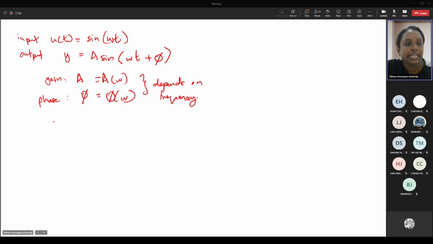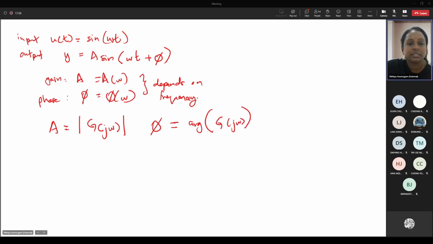Now, how to calculate the gain? The gain A can be calculated by finding the modulus of the function in terms of jw. And then the argument, or the phase angle, can be calculated by finding the argument of the same jw function.